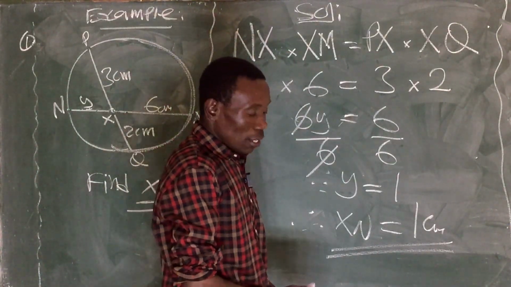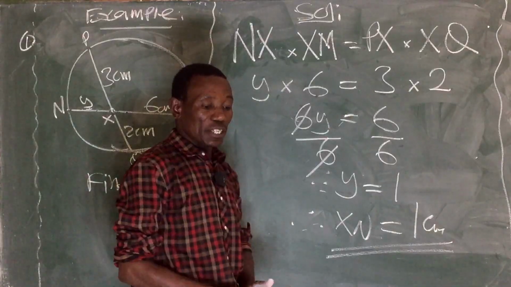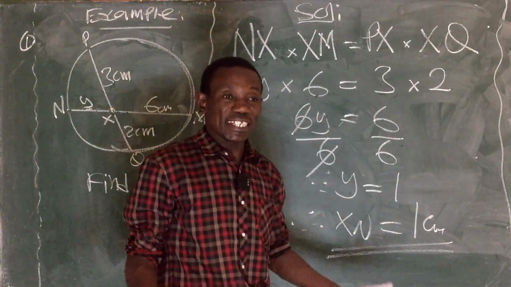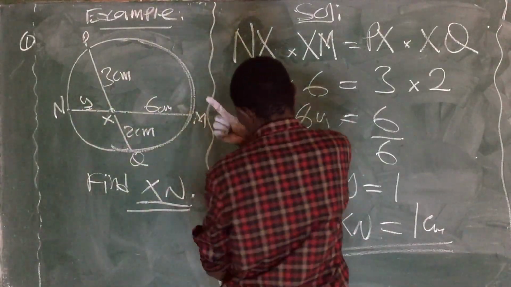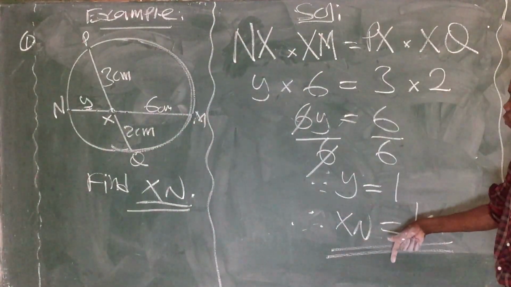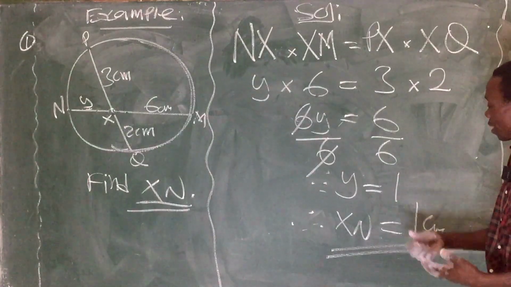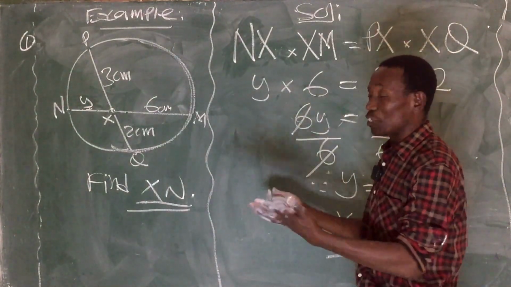Now, what about the chords which intersect externally? This was about the internal intersection. So this is what you are going to do and apply: just substitute and solve for the missing quantity.